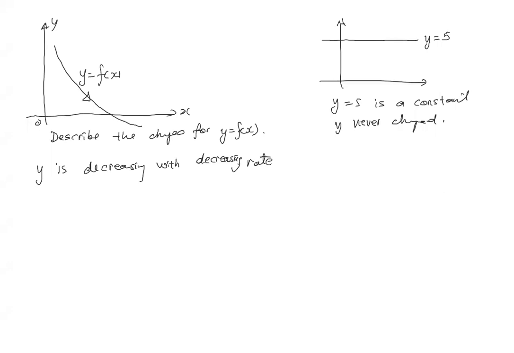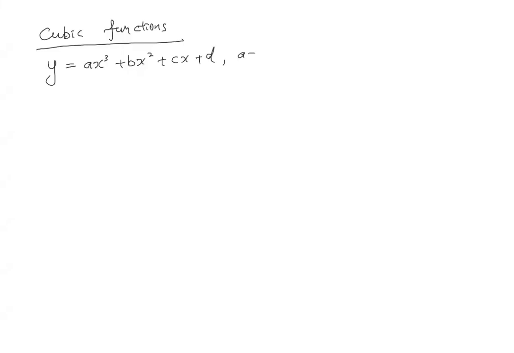Okay, so tomorrow we are going to talk about another two polynomials. One is polynomial degree 3, the cubic function. Okay, cubic function, we write it as y equal to ax cubed plus bx squared plus cx plus d. And a cannot be 0, okay? If not, it won't be a cubic.